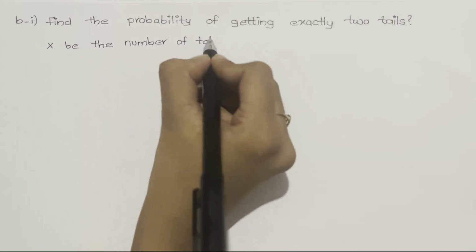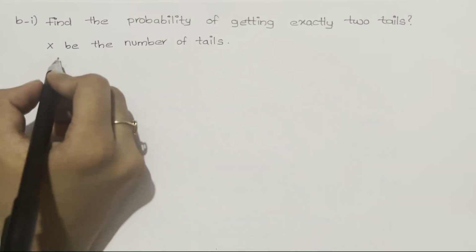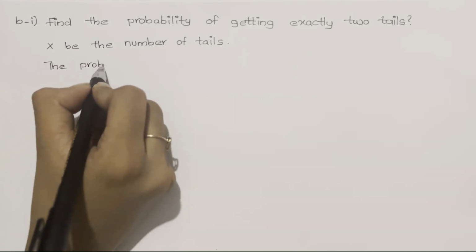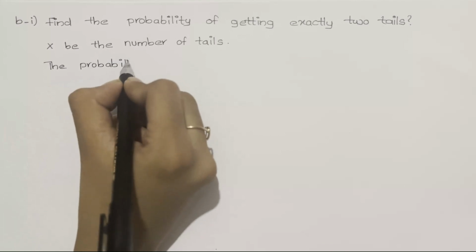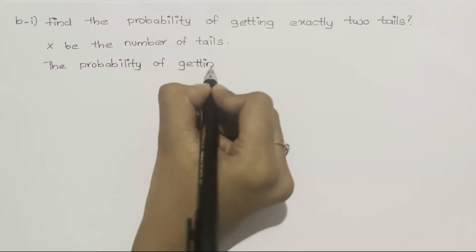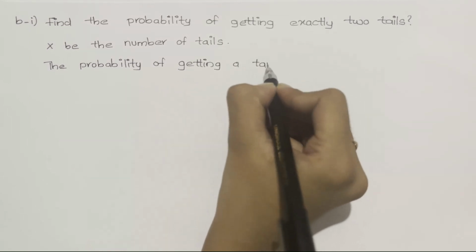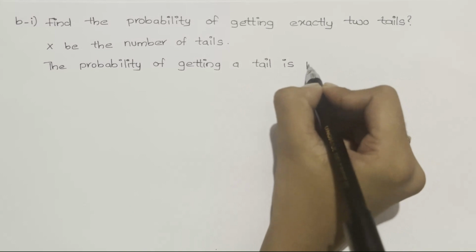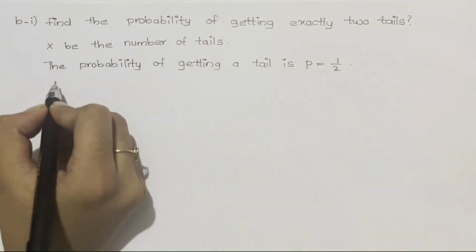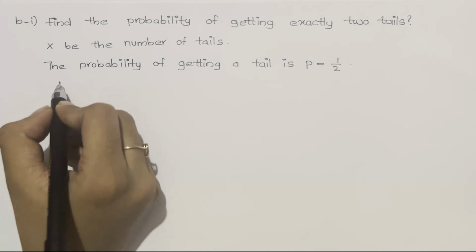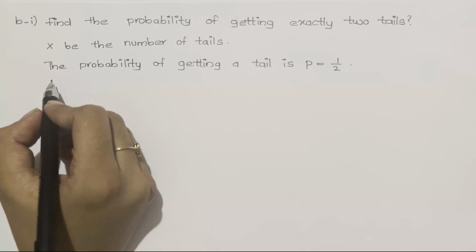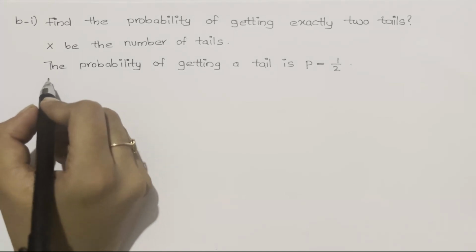So, x be the number of tails. Then, the probability of getting a tail is P equal to 1 by 2 because there are only 2 outcomes when a coin is tossed, that is head and tail, and the probability of getting a tail from those 2 outcomes is 1 by 2.